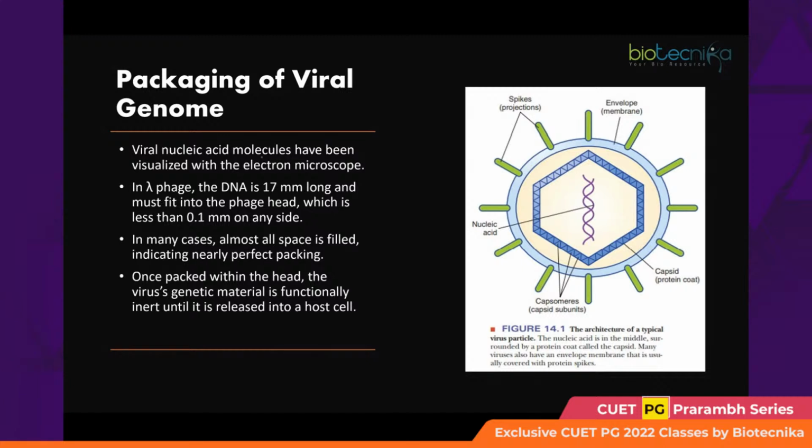Viral nucleic acid molecules have been visualized with the electron microscope. And you know what has been found? That one constant feature is shared by viruses, bacteria, and eukaryotic cells. And that constant feature is the ability to package an exceedingly long DNA molecule into a relatively small volume.